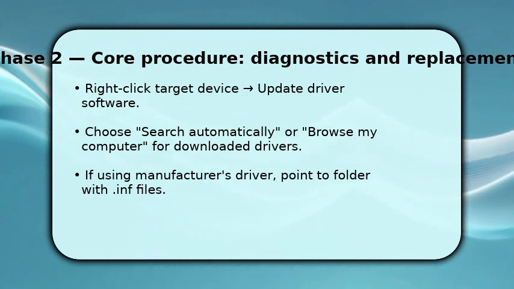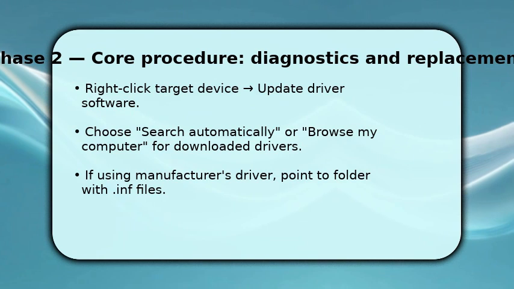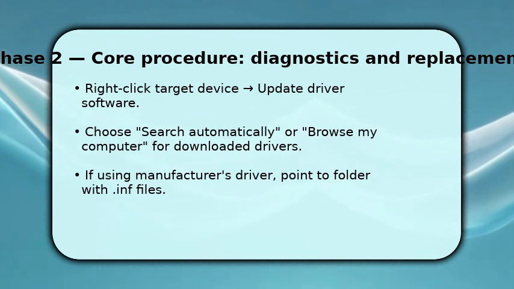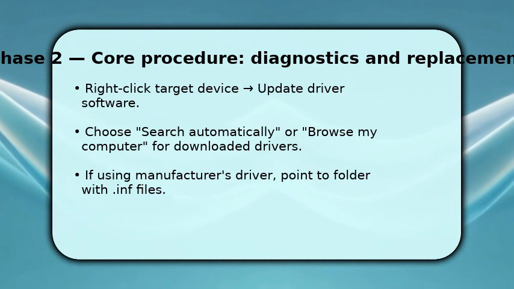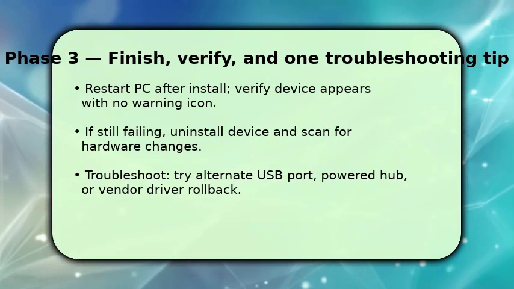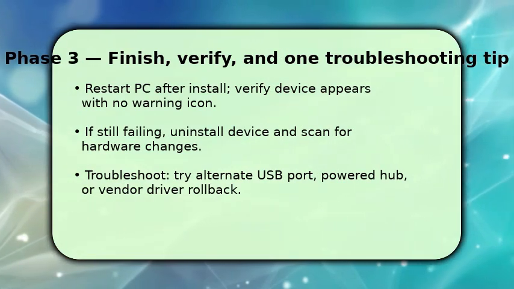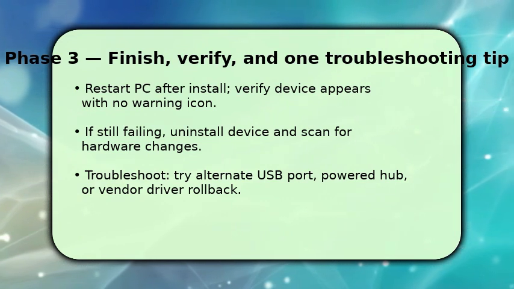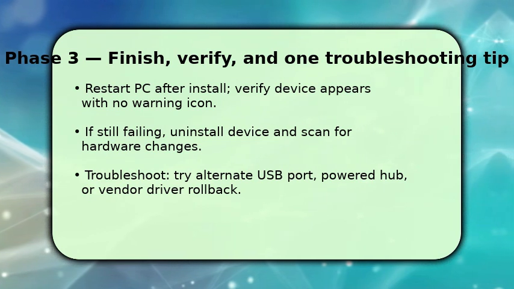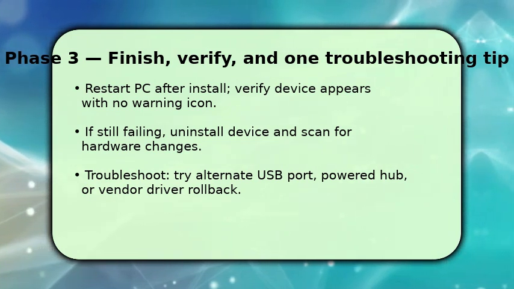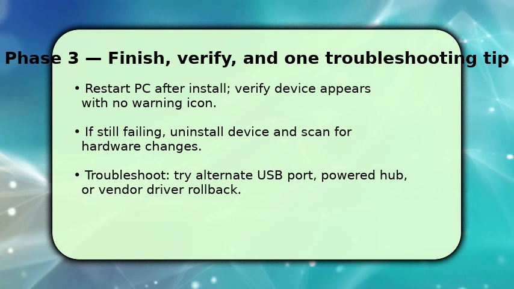Sometimes Windows will warn about driver signatures, but installing the official vendor driver ensures compatibility and fixes issues. Finish by restarting your PC. This completes driver registration and clears transient errors, so verify the device shows without a yellow warning icon. If problems persist, uninstall the device from Device Manager and then choose Action > Scan for hardware changes to force reinstallation.